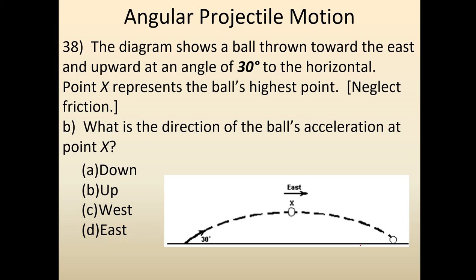Okay, here's the next question. Pause the video, work it yourself. I'll go over it in a second. All right, so the direction of the ball's acceleration, just like always, the ball's acceleration is always going to be down. Gravity always acts down on an object no matter where it is in its path, and it never changes. The acceleration is down.